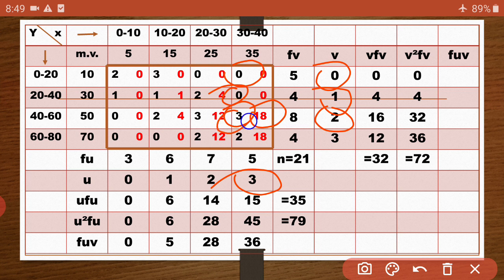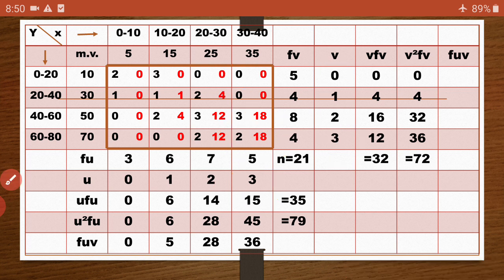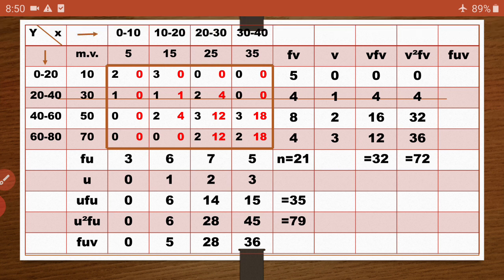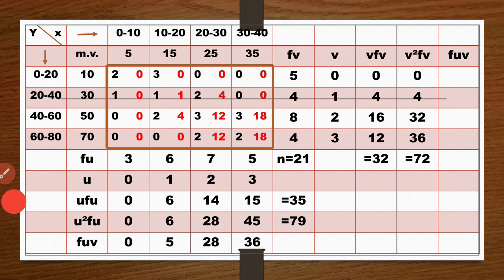Again I repeat, 3 multiply 2, 6 multiply 3, 18. Then 2 multiply 3, 6 multiply 3, 18. Okay, so this is the fourth column in the calculation of the middle of the table, and here the multiply by 3 value, this is the 3 value and fuv.